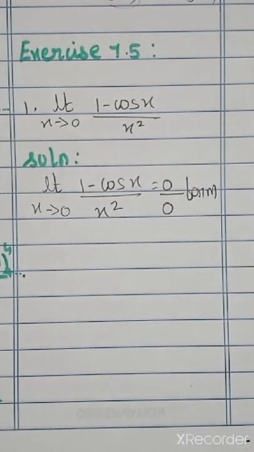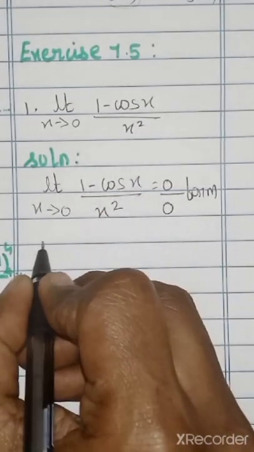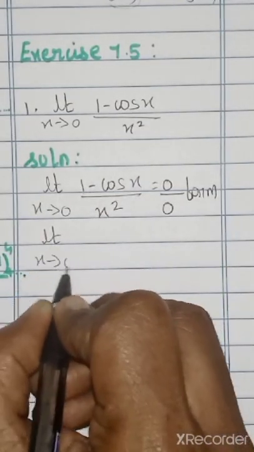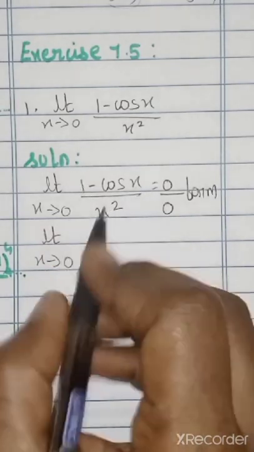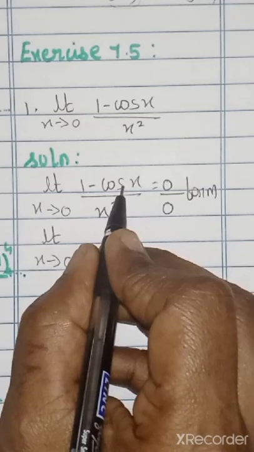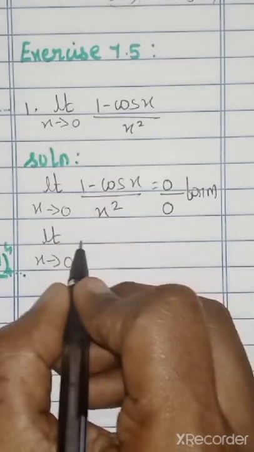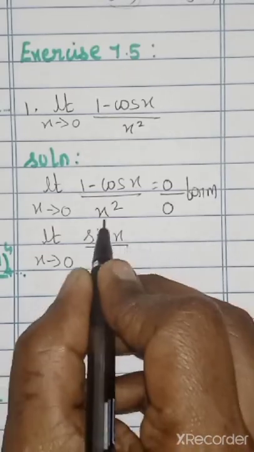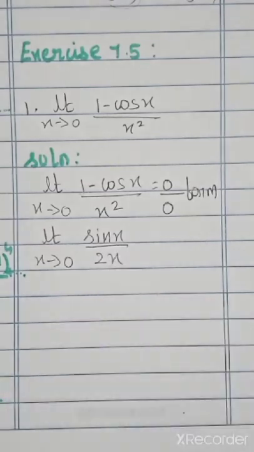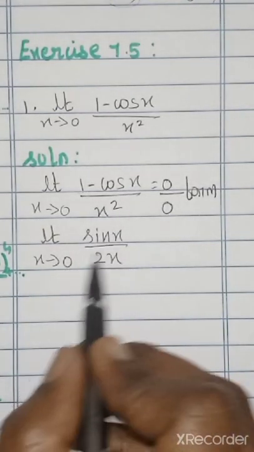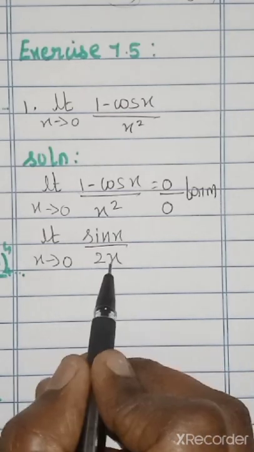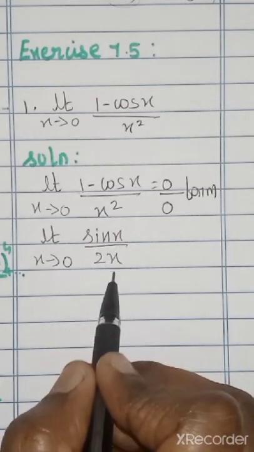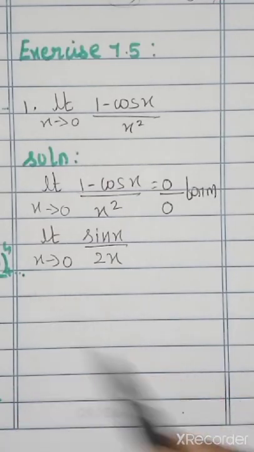So if it is indeterminate form, what we have to use? L'Hopital rule. So we can write this as limit x tends to 0, differentiation of 1 is 0, cos x differentiation minus sin x, correct? So minus into minus will become plus, so sin x divided by x squared differentiation 2x. Now you can substitute 0. Sin 0 is 0, here also 0. Again it is 0 by 0 form, so again you have to differentiate.